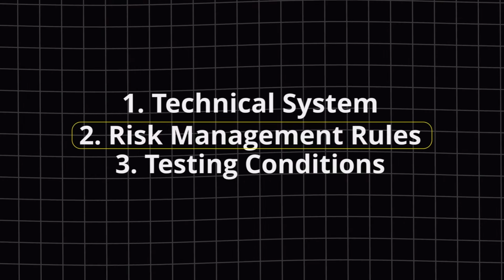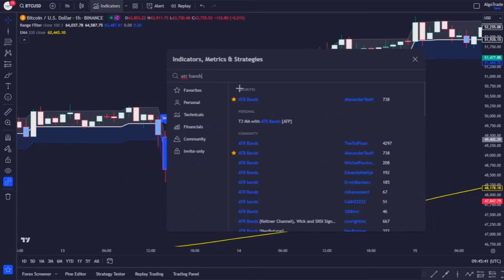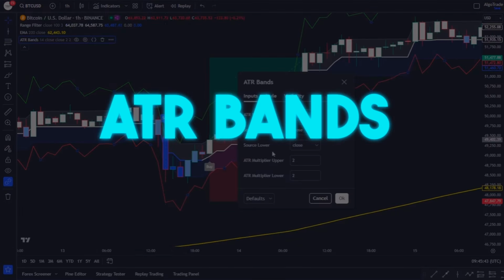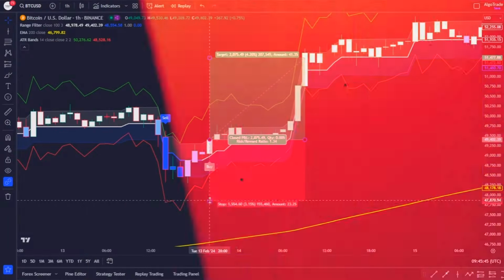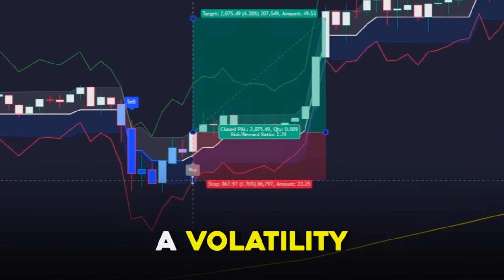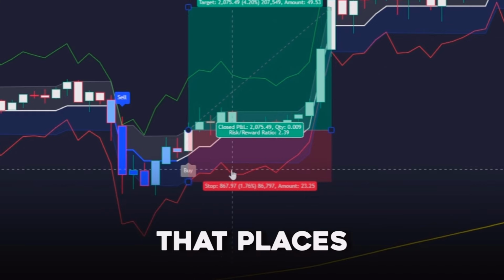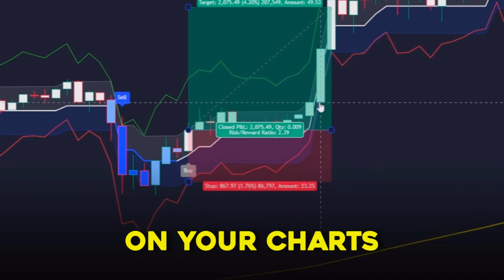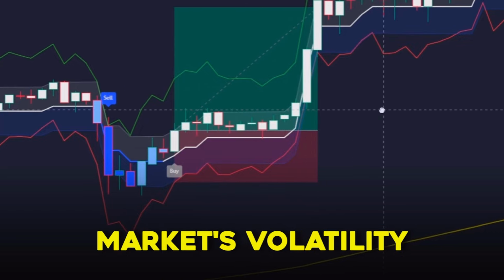For the risk management, I will use the same method as in all the other episodes by using the ATR bands indicator with a multiplier of 2. A volatility indicator that places the stop losses directly on your charts according to the market's volatility.